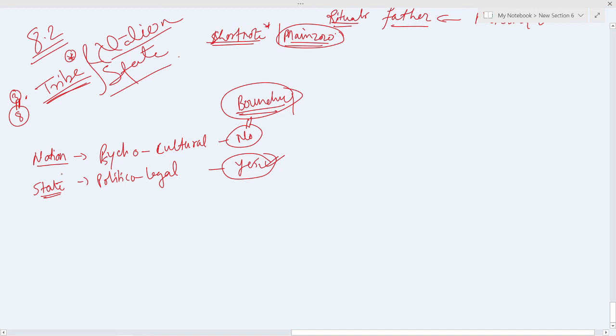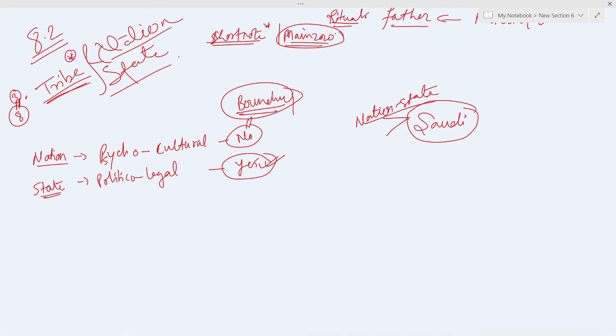When the boundaries of the nation and state are the same, it becomes a nation state. For example, Saudi Arabia is a nation as well as a state, so we'll call it a nation state, where the political boundaries coincide with the psycho-cultural boundaries. Traditionally, the basis of a nation state was ethnicity, that people of one ethnicity live together, and hence that becomes one ethnic country and a nation state.